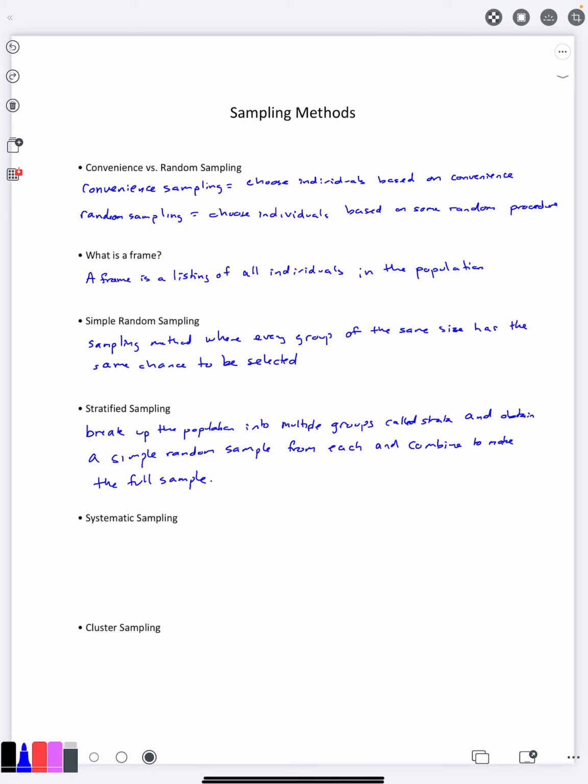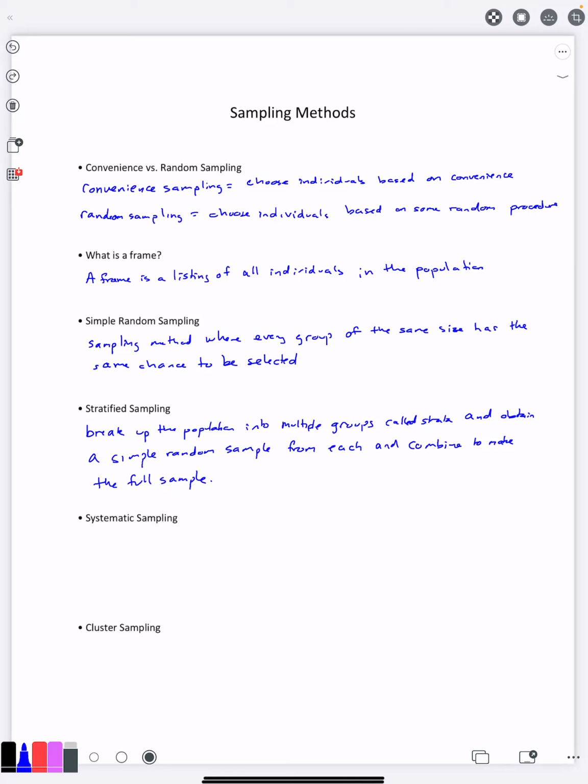Another example is you could take everyone in the U.S. and break it down by which party they choose to vote for, Democrat, Republican, Independent. You just need to break up your population in some groups and then take a simple random sample for each one of them. That's a stratified sample.